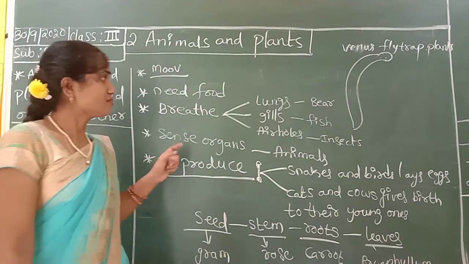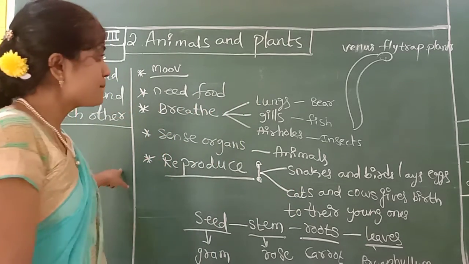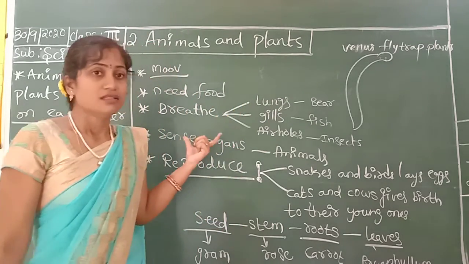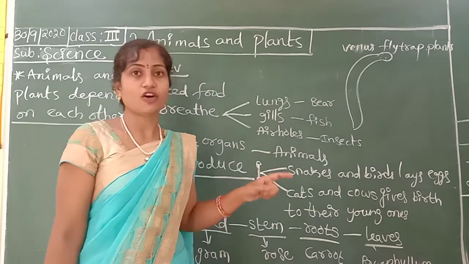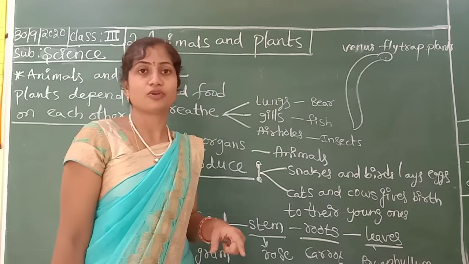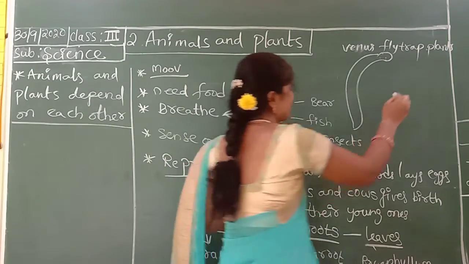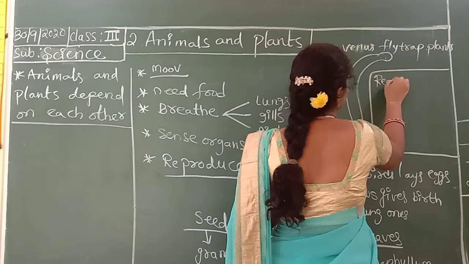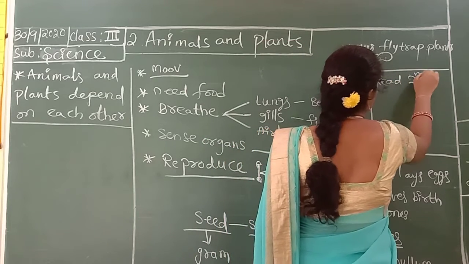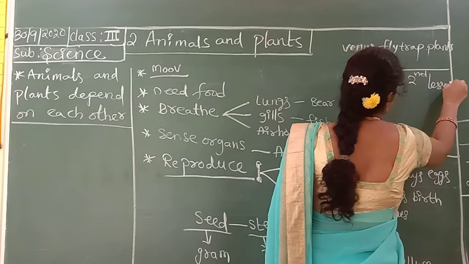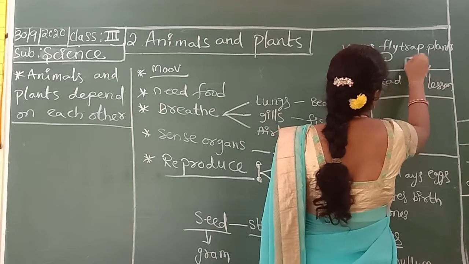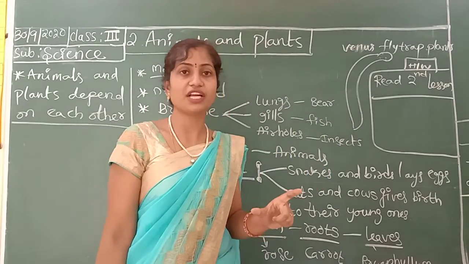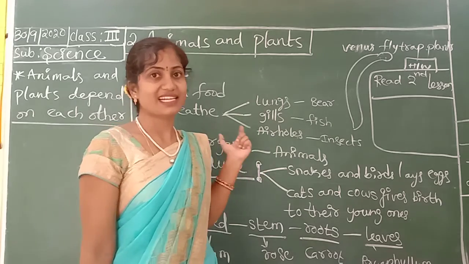Okay children. So understand the lesson: animals and plants depend on each other. We have completed the lesson. If you have any doubts, you have to read the textbook once. Okay children. Just read the lesson. Second lesson, no? Read the second lesson. This is the homework. Okay children? Read the second lesson. Once you read the total lesson, you can understand very well. Understand children? Thank you.